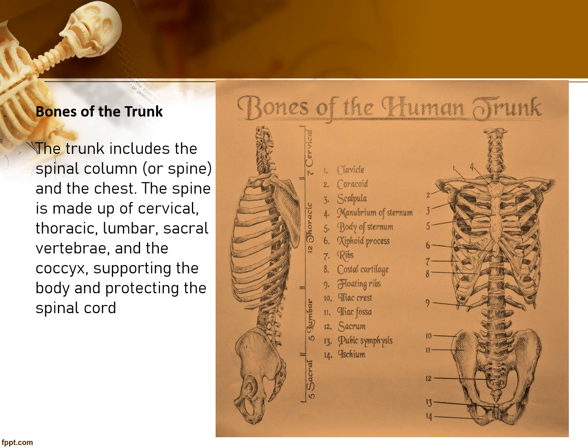These are the bones of the trunk. The trunk includes the spinal column or spine and the chest. Chest is from the anterior side. The spine is made up of cervical vertebrae, thoracic vertebrae, lumbar vertebrae, sacral vertebrae, and the coccyx, supporting the body and protecting the spinal cord.